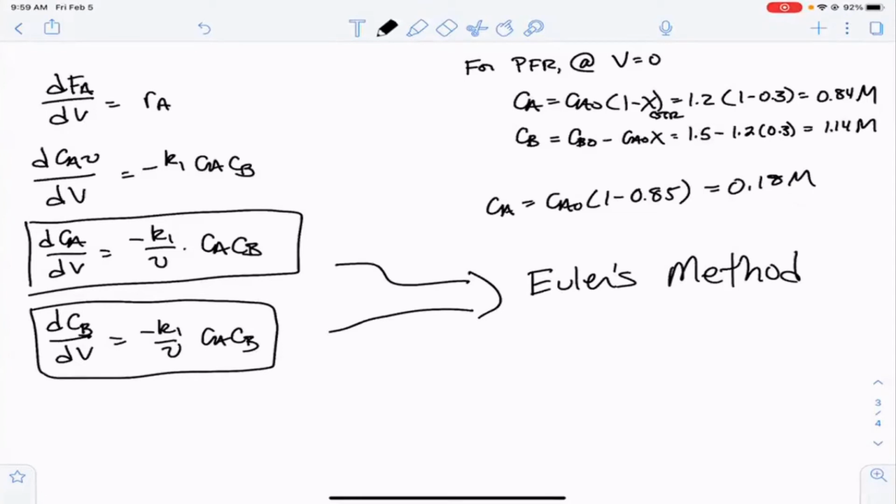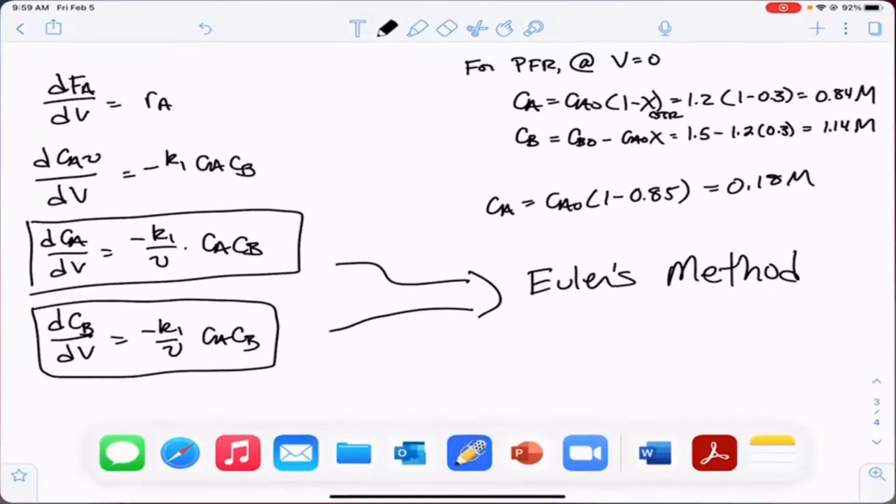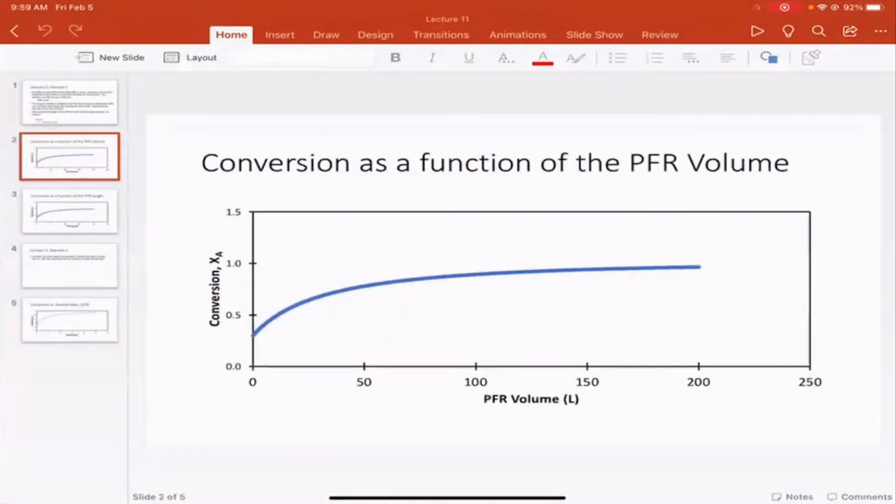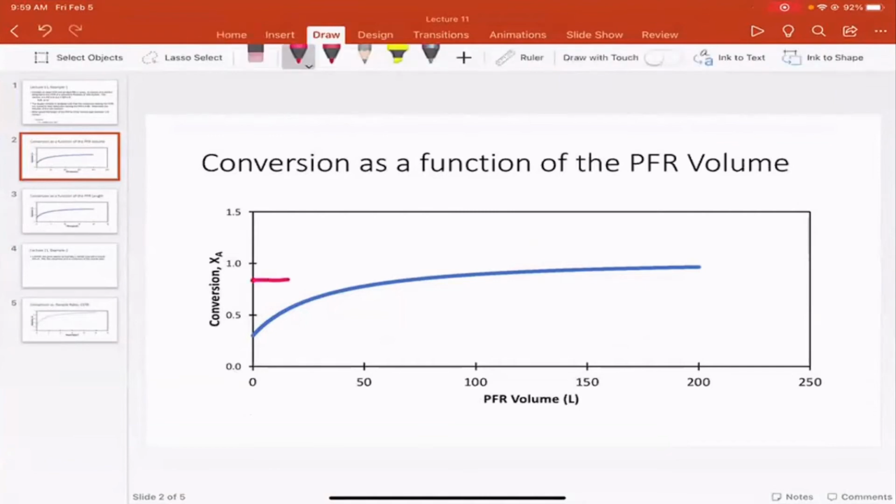Now, if you were to do that, right, you would get a plot. And let's show you what that would look like, okay? So there is the conversion for this particular example, implementing Euler's method as a function of the PFR volume. And if our conversion goal is 0.85, that means we're about here. You come over and go down, and you can read this off the graph, right? And you can say that it's 75 liters, okay?